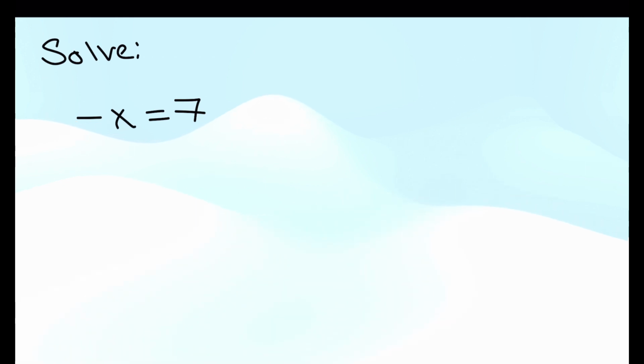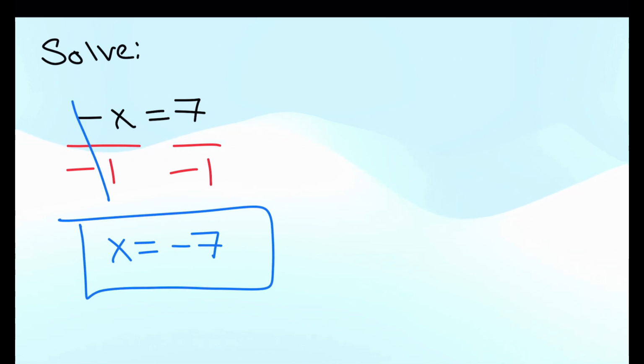Here's another one, negative x equals 7. Technically, there's a negative 1 in front of that x. The negative 1 is being multiplied by the x, so I'm going to divide both sides by negative 1. Negative 1 divided by negative 1 is 1, so I'm just left with x, and 7 divided by negative 1 is negative 7. And there's my solution, x equals negative 7.